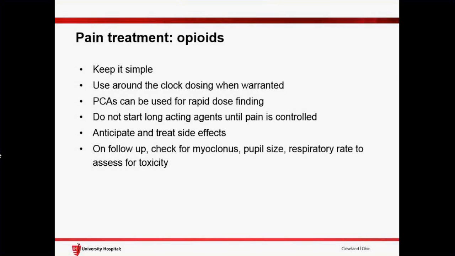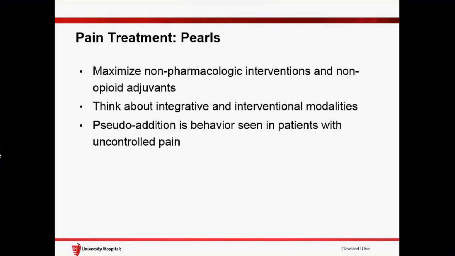And then things that I look for on physical exam that can give you a sense of any toxicities of opioids, things that show up before somebody gets sedated or before somebody gets respiratory depression, would be myoclonus, decreased pupil size, and the respiratory rate.